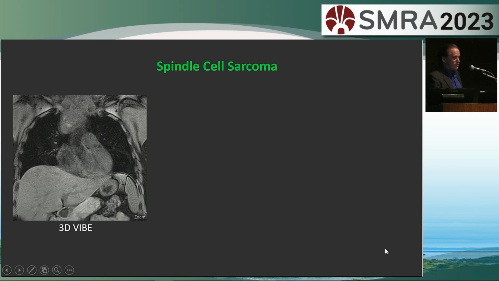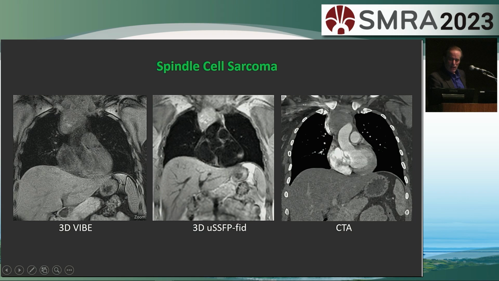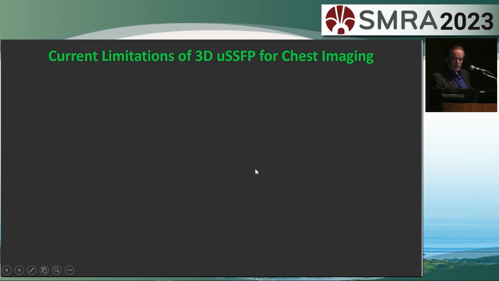And this is just an example of a tumor where we see the tumor on the 3D VIBE sequence, but really not very good contrast because these are not ECG-gated sequences and everything kind of appears gray. This is the unbalanced sequence showing the tumor very nicely, and this is the corresponding CTA. And this is just a comparison between the FID version showing the tumor and the CISS version, which is much better for showing cardiac anatomy.